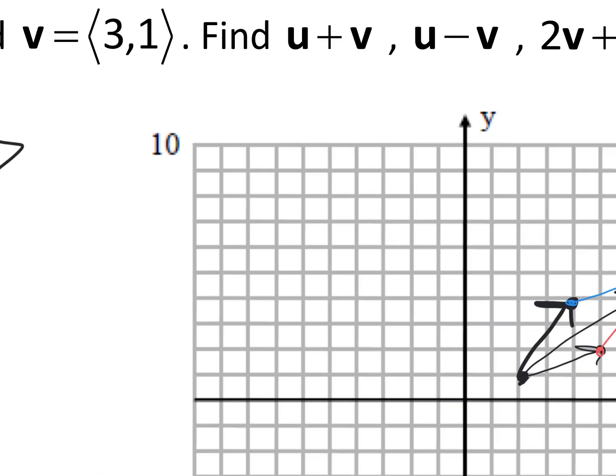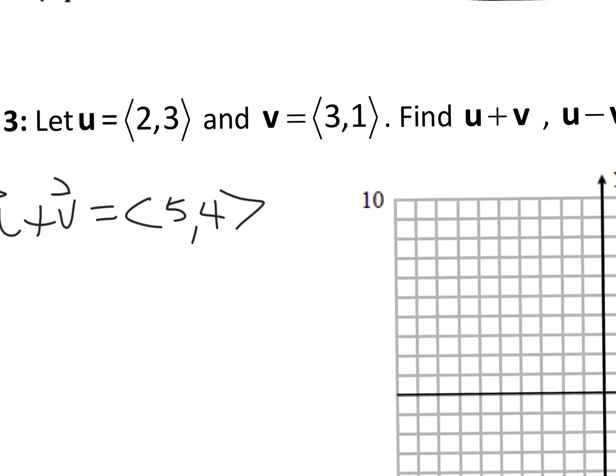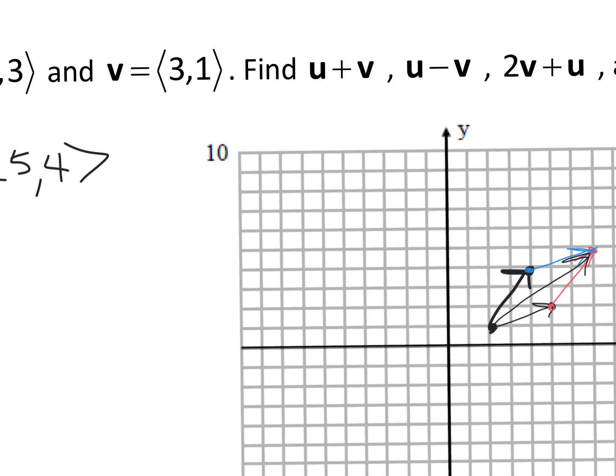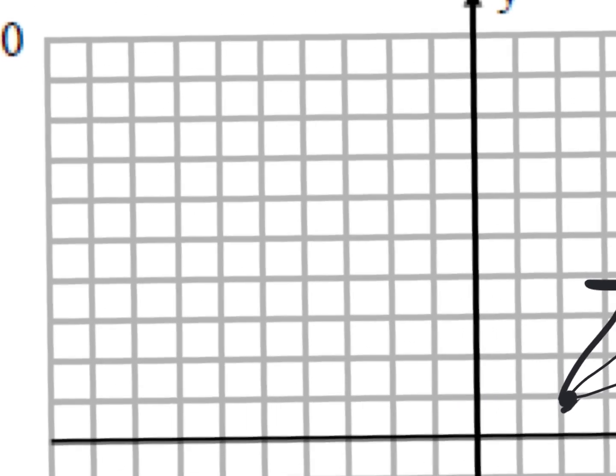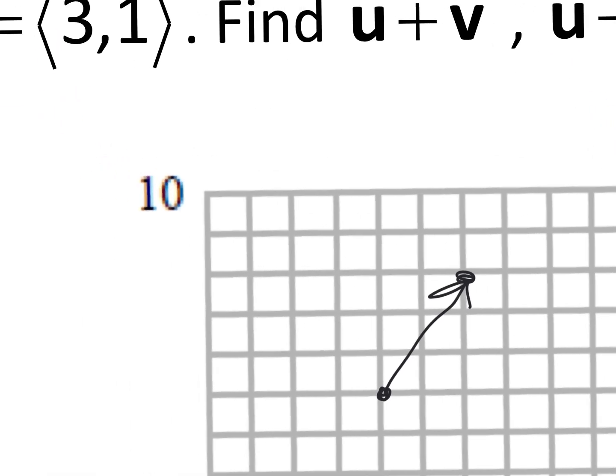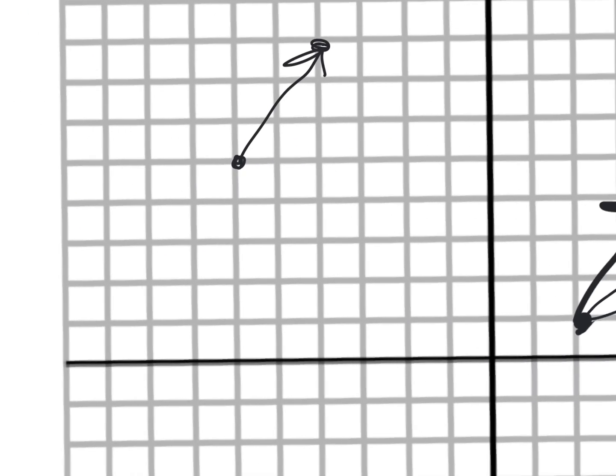What would u minus v look like? This one's a little more difficult, but u minus v, u is still 2, 3. So let's go and graph u anywhere. Start here and then go over 2 and up 1, 2, 3. There's u. And now we're going to graph v first, which is 3, 1. I'm going to do that in red. Now that's v, but that's not what we want to find.